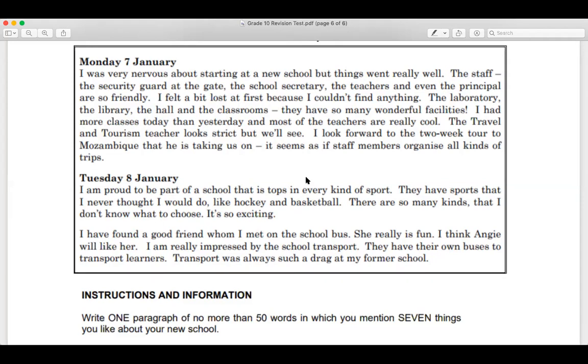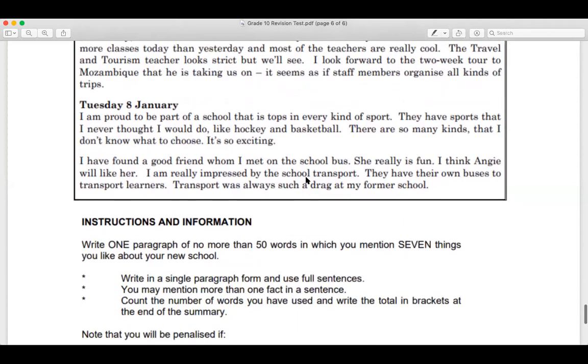Tuesday, 8 January. I am proud to be part of a school that is tops in every kind of sport. They have sports that I never thought I would do, like hockey and basketball. There are so many kinds that I don't know what to choose. It's so exciting.